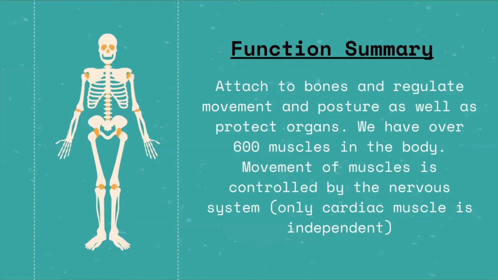So what the muscular system does is it attaches to bones and regulates movement and posture as well as protects organs. We have over 600 muscles in the body. Movement of muscles is controlled by the nervous system, which we're going to talk about later. The only muscle that's actually completely independent is cardiac muscle, because if it wasn't, our heart would not be beating all the time.